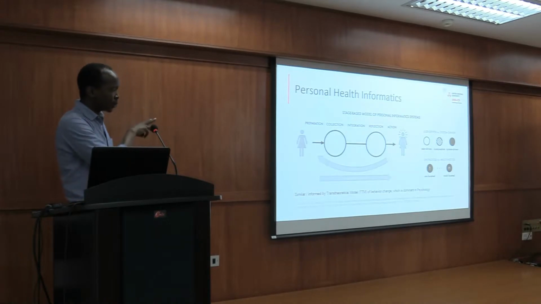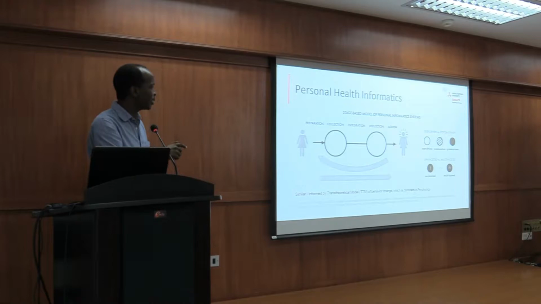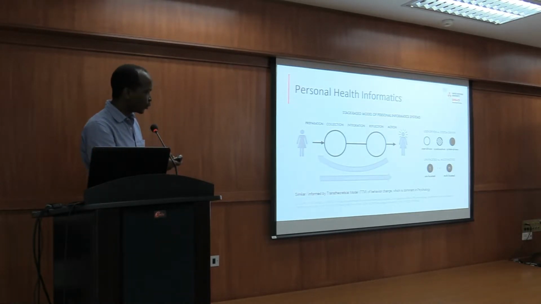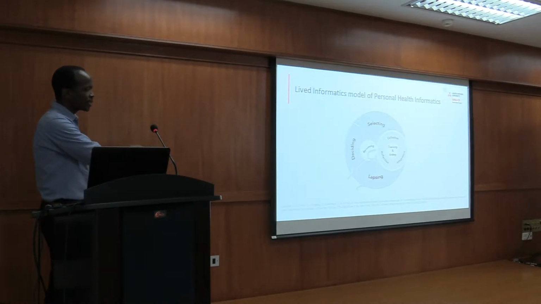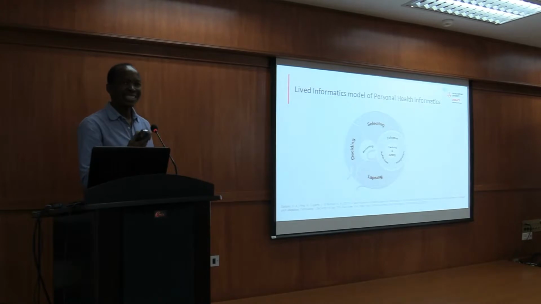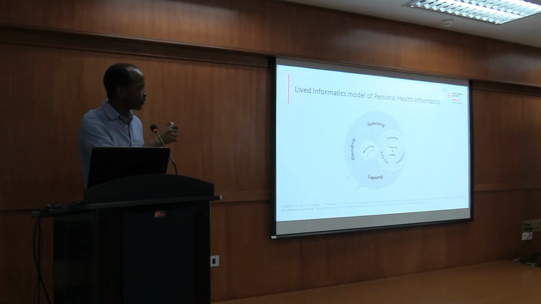Now, this model has been criticized a bit for being too linear, in the sense that actually the process is a lot more iterative than that. And so the next model, which was proposed by Epstein, represents that a bit more accurately. Individuals don't just collect data about themselves and work through a linear process, actually it's more iterative.